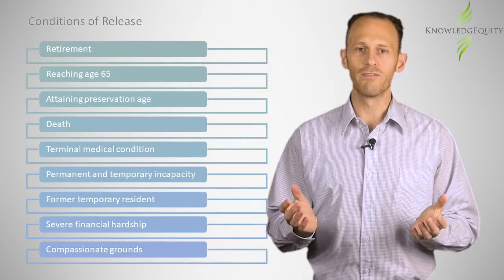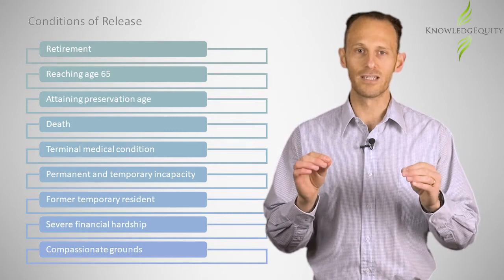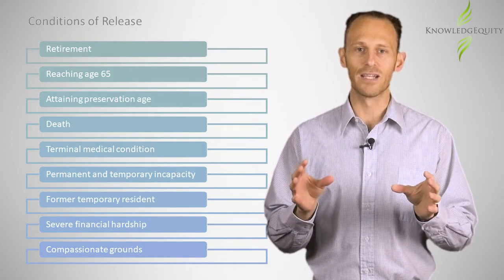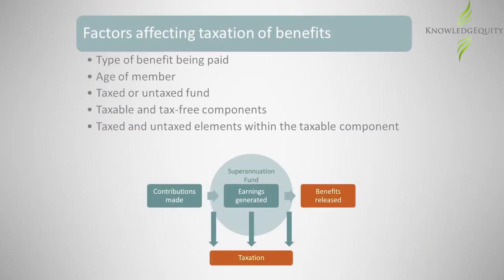Once a superannuation fund member meets the conditions of release, they can generally access their funds through a lump sum or income stream. Depending on the type of benefit being paid, the age of the member, and the tax status of the fund, its contributions and its earnings, there are different taxation consequences on the release of funds from the superannuation fund.